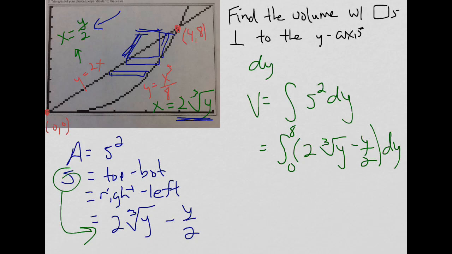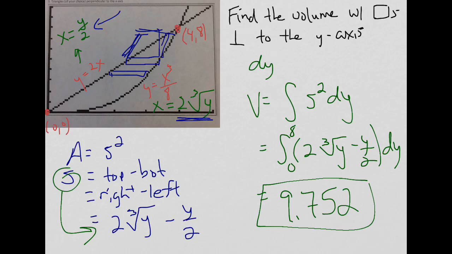And from here, once again, just like I did in the other one, I could integrate this if I wanted to, but I'm just going to use my calculator for it. So I did fnInt on this on my calculator, and I got 9.752. So you can see, I think in the previous one, the volume was like 19 point something. So they're significantly different.